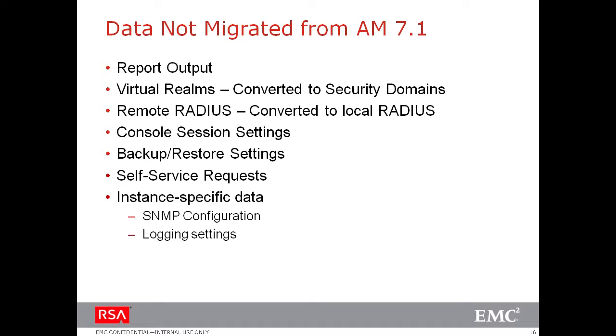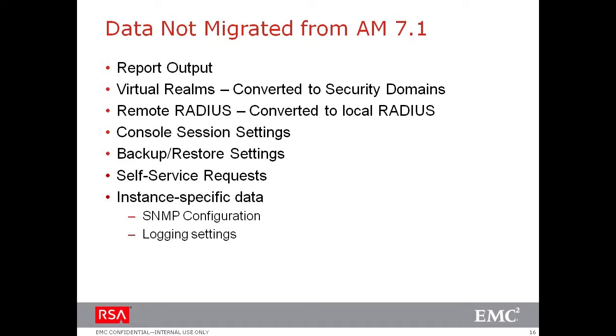Some data is not migrated from 7.1. That can include report output, virtual realms. If there are any virtual realms that were used, for example, in the MSSP case, those are now converted into security domains. For those customers that use remote RADIUS, remote RSA RADIUS to be clear, those will be converted into local RADIUS, as Auth Manager 8 will not support a remote RSA RADIUS on a different server than the actual appliance.